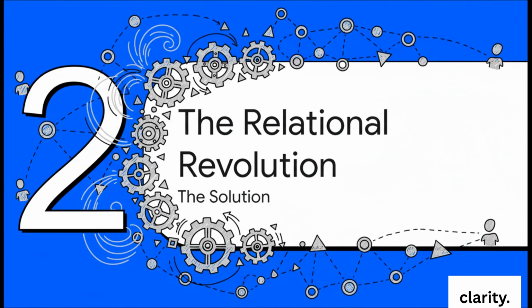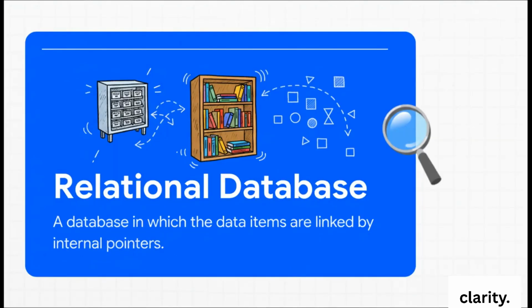Well, we needed a revolution, a whole new way of thinking. We needed a system that wasn't built on isolated files, but was built on relationships. And that brings us to our hero, the relational database. It's way less like that messy file cabinet and a whole lot more like a perfectly organized library, where every single piece of information has its own specific place and is logically linked to everything else it relates to.